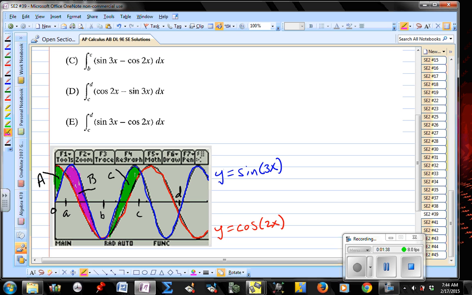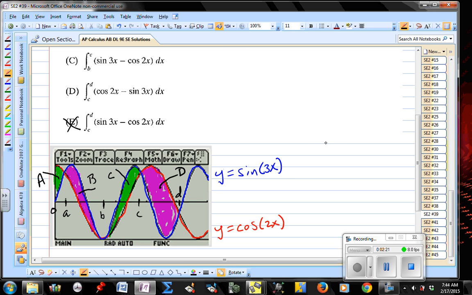And for part D, they asked us to integrate from c to d of cosine minus the sine. Now in part E, if you look carefully, they also talk about the region from c to d, but they have sine minus cosine. So we can tell that the answer E is going to be the negative answer that we get for option D, because to find an area, we do top minus bottom, and if we switch the limits of integration, we get the opposite answer. So E is out because that's going to be a negative value.